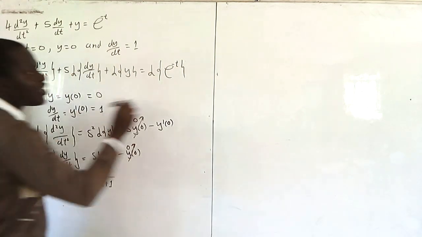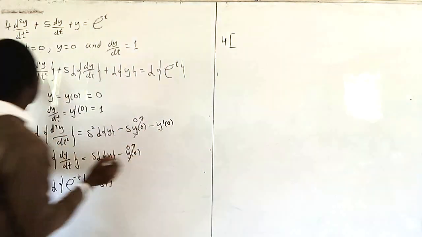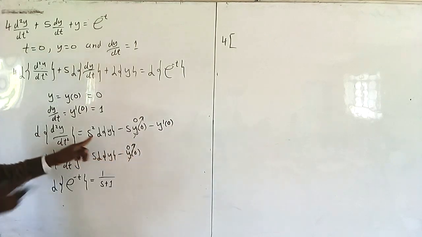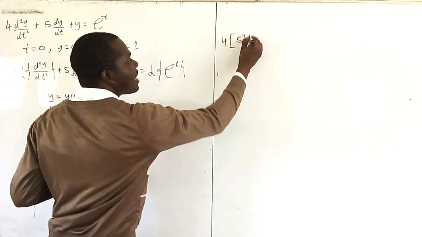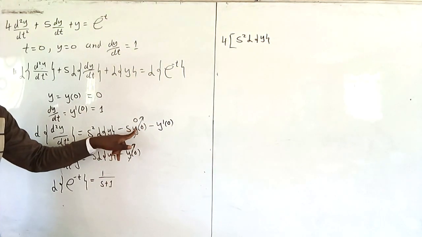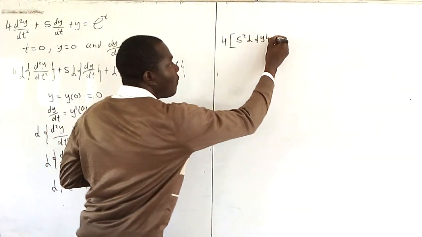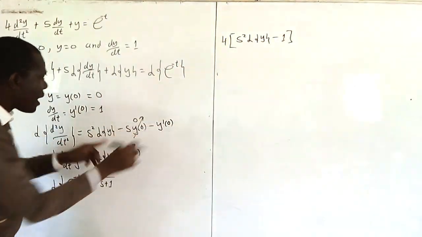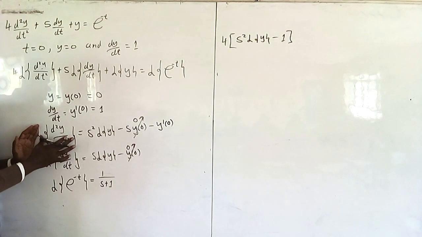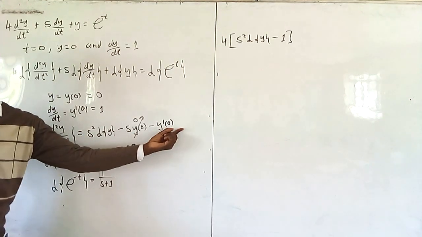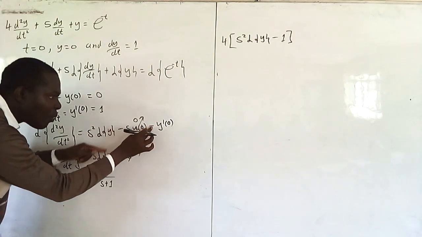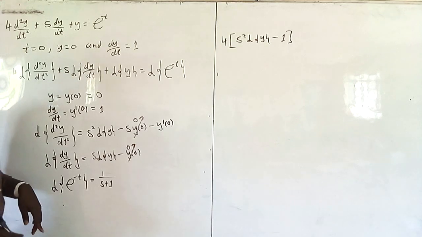In the equation we have 4 into the Laplace transform of d squared y over dt squared. So it is 4 into s squared Laplace of y, minus 0, minus 1, because y prime of 0 is 1. Are we together? Yes. So the Laplace transform of d squared y over dt squared, which we've substituted, is s squared Laplace of y minus 0 minus 1, isn't it? Yes. Good, you are done with that.